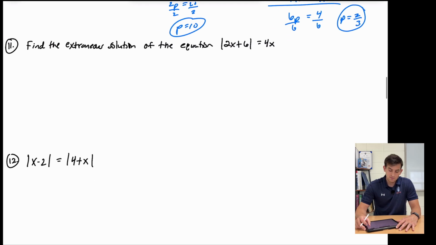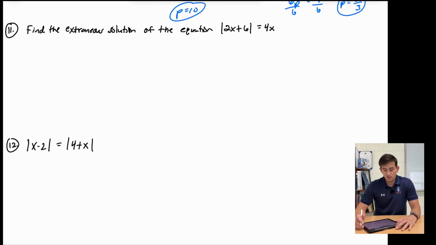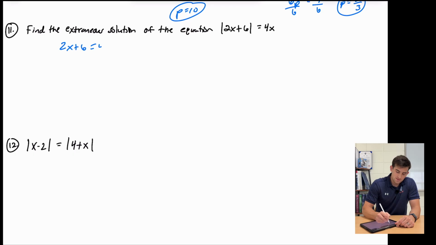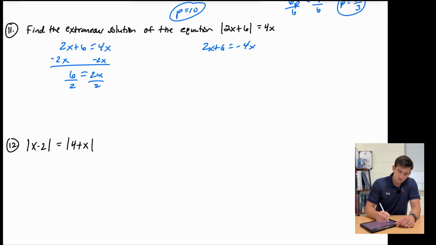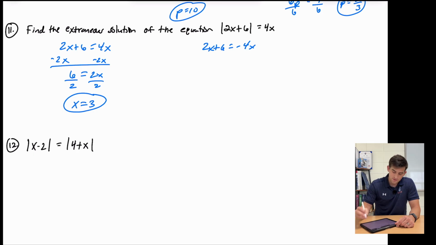All right, number 11 says we want to find the extraneous solution of the equation. So remember, extraneous is an apparent solution that when plugged back into the original absolute value, it does not satisfy the original equation. So we have 2x plus 6 is either equal to 4x or 2x plus 6 is equal to -4x. So let's say we want to subtract 2x. So we get 6 is equal to 2x. We divide by 2, and we get x equals 3. That's one of our possible solutions.